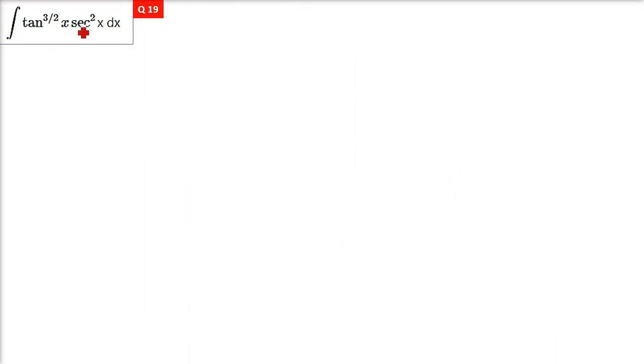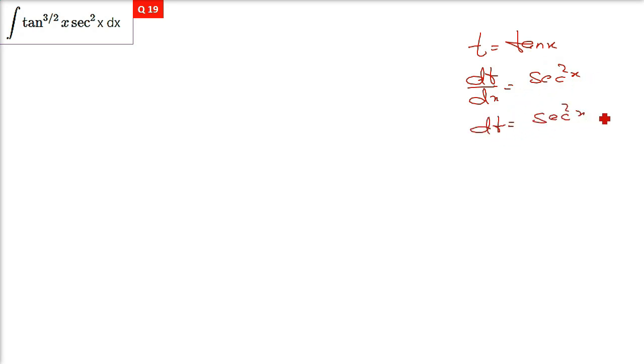Now the next one: tan raised 3 by 2 x sec square x dx. When you take tan x equals t, you will directly get sec square x dx. So t will be equal to tan x that we are going to put. dt by dx will be sec square x. dx will go on the right hand side, and this dt will become sec square x dx. Now we have a dt here, this one sec square x dx. So this integration will become tan raised 3 by 2, that is t to the power 3 by 2, and sec square x dx can be directly written as dt. So t raised 3 by 2 dt it will be.